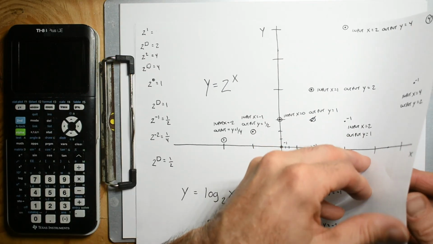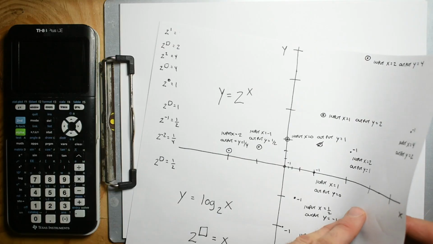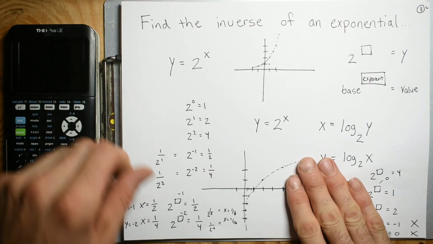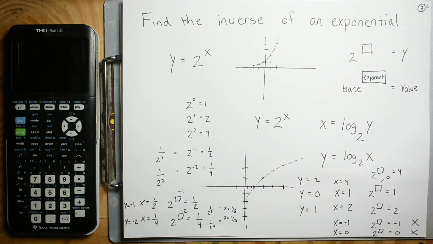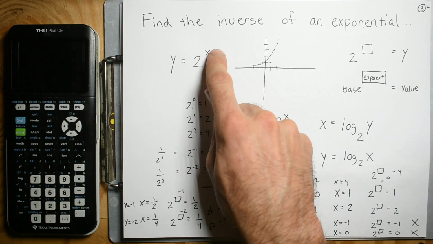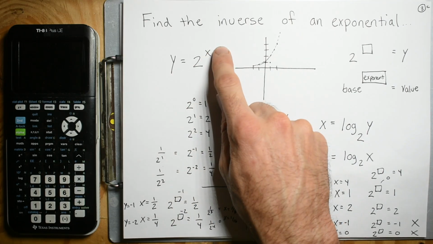So we're going to end this video with a difficult one, and we're going to do the inverse of the exponential function. So we have: find the inverse of an exponential. So here's a common exponential. Y is equal to 2 to the x. So that's an exponential function.